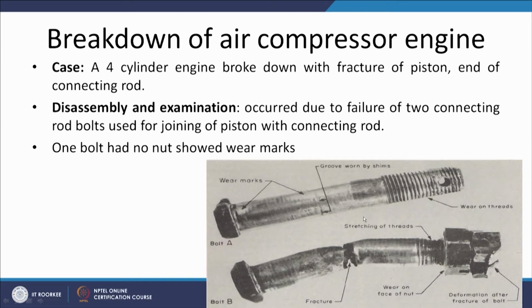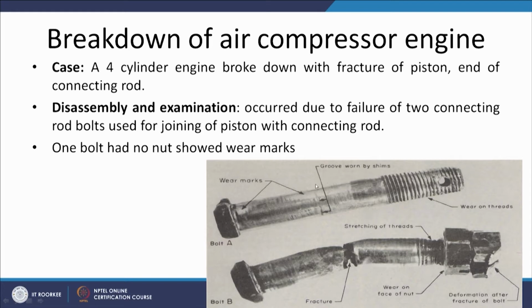So, it was observed that two nuts were present on one of the bolts, while another bolt was free from any nut. This is what can also be seen. Since bolt A did not have any nut, it was free during the operation, and that is why there was a lot of relative movement between this bolt and the piston, which caused a lot of wear marks on the surface of the bolt.